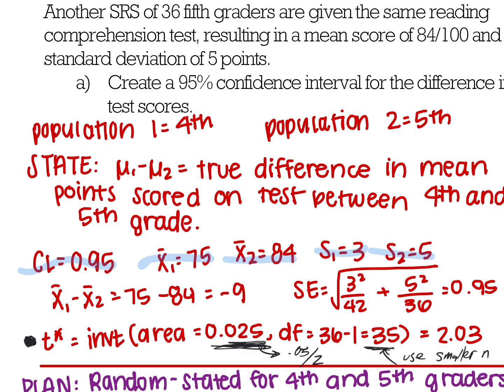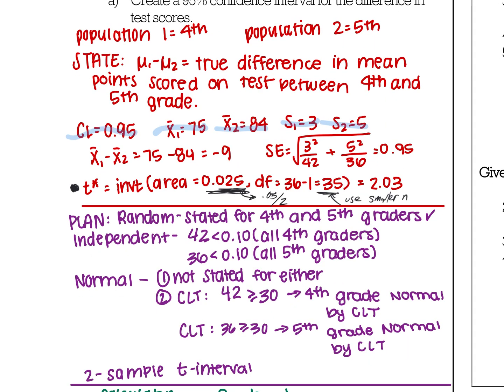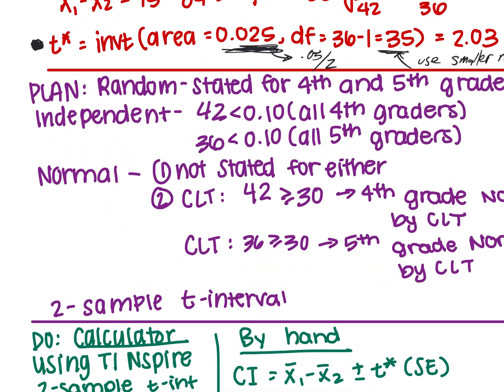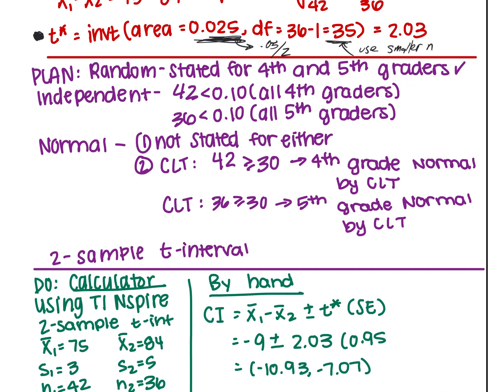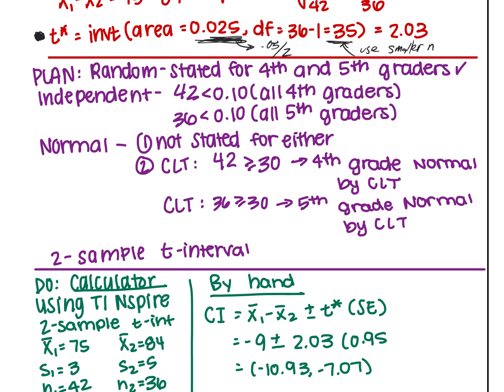Now, in addition, once we have these key facts labeled, we're ready to dive into the plan section for this interval. In the plan section, one of the key things we should do is state what we're doing. So first let's check our conditions, and then we're going to address that this is a two sample interval. So down here.